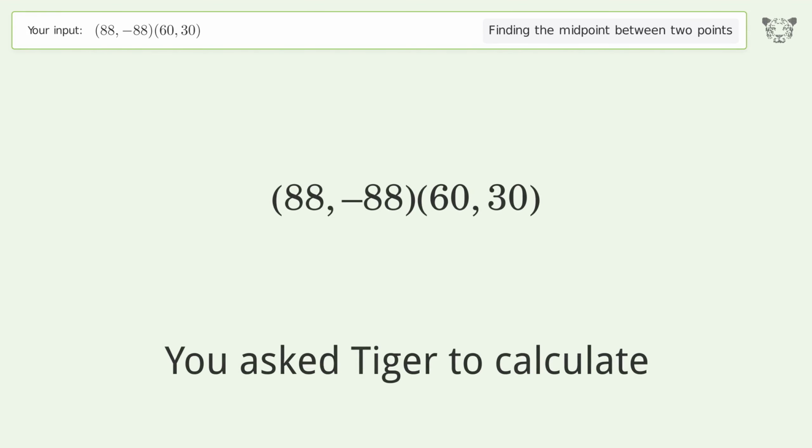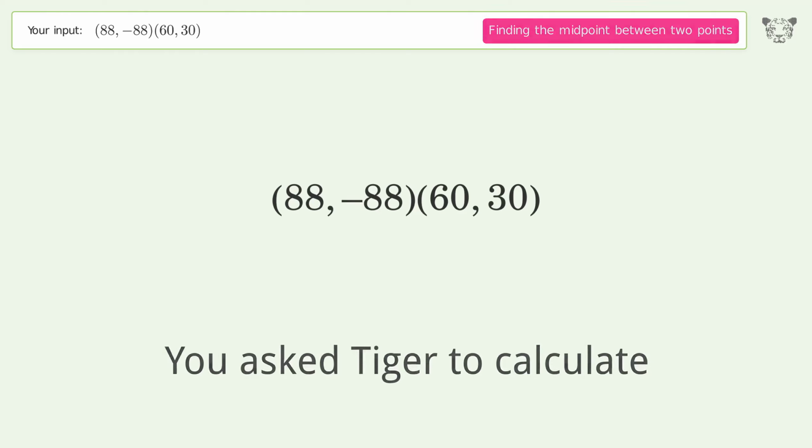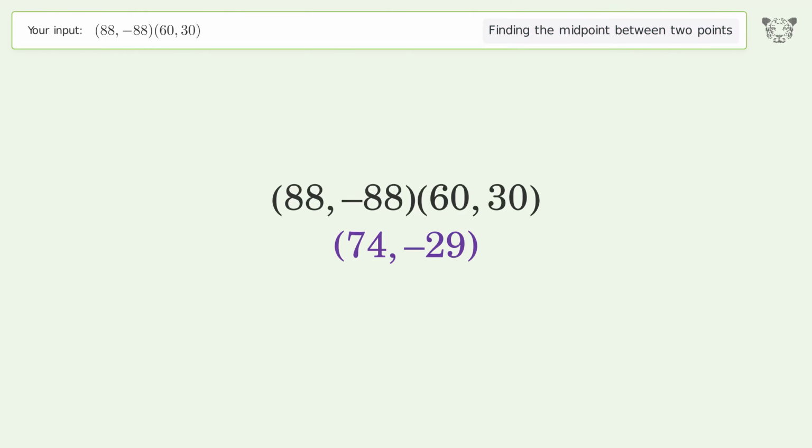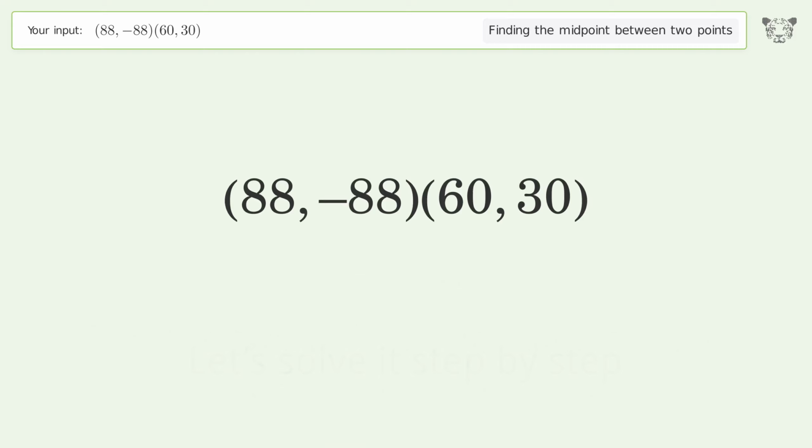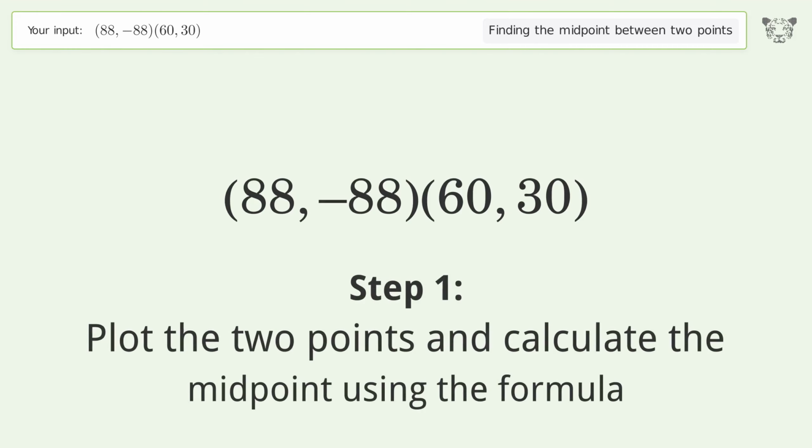You ask Tiger to calculate. This deals with finding the midpoint between 2 points. The midpoint between the 2 points is 74, -29. Let's solve it step by step. Plot the 2 points and calculate the midpoint using the formula.